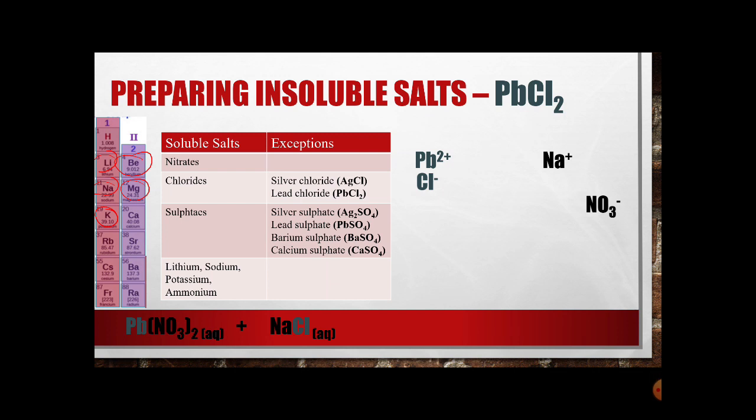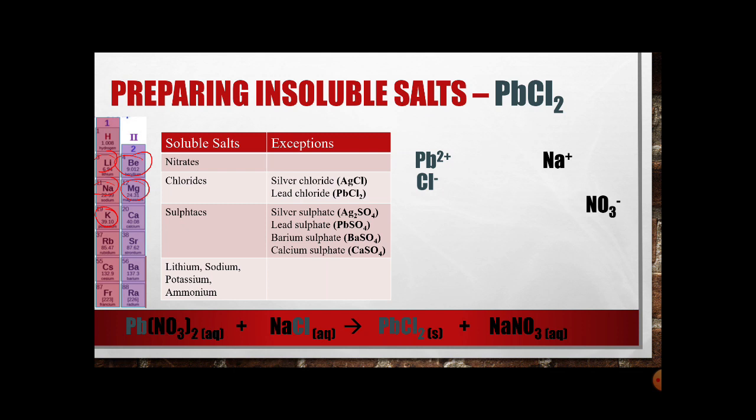The method to prepare insoluble salts is simply to 1. Add the two solutions together, and 2. Filter the precipitate, which is the insoluble salt. Our insoluble salt would be trapped in our filter paper, while the soluble salt would pass through in the filtrate.